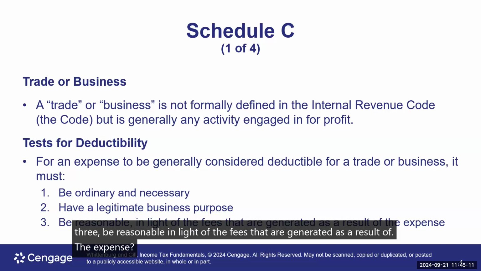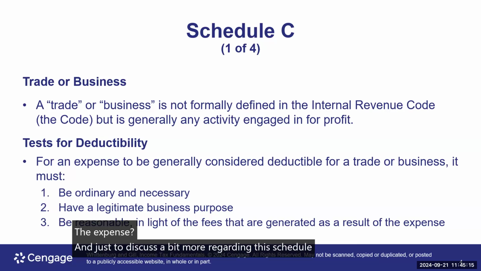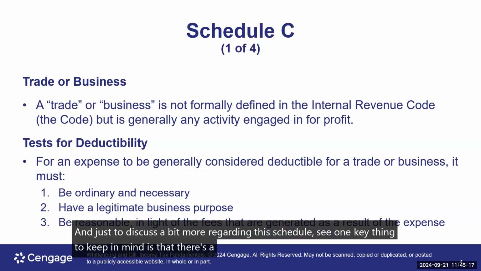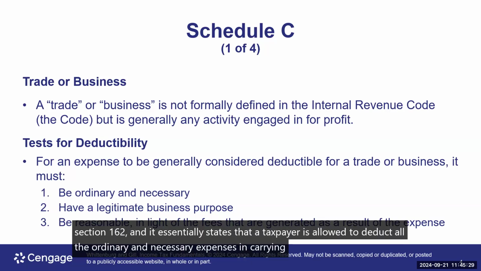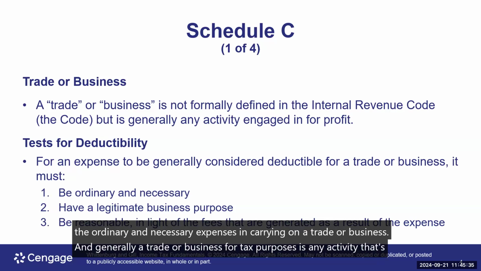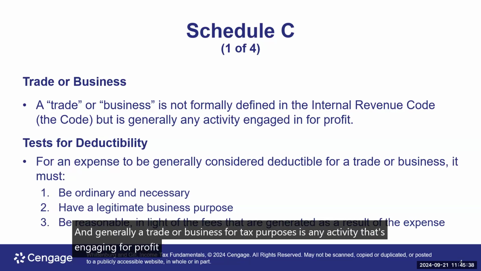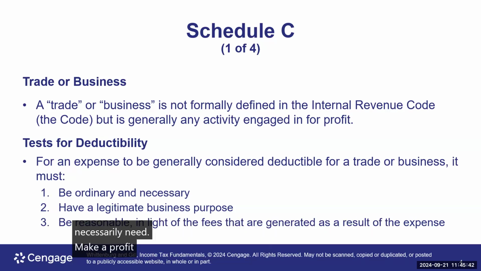Just to discuss a bit more regarding the Schedule C, one key thing to keep in mind is that Section 162 of the Internal Revenue Code essentially states that a taxpayer is allowed to deduct all the ordinary and necessary expenses in carrying on a trade or business. Generally, a trade or business for tax purposes is any activity that's engaged in for profit. The individual does not necessarily need to make a profit through regular and continual effort.